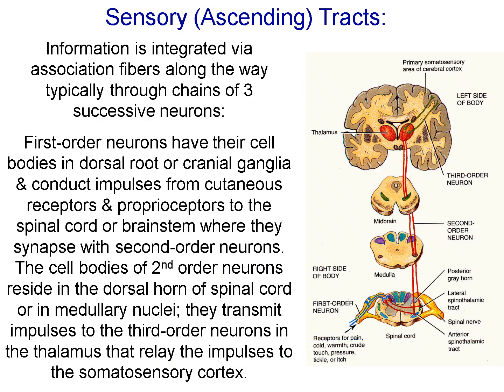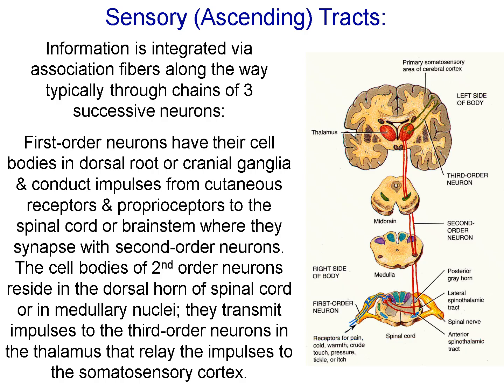We will consider ascending or afferent pathways first. Ascending pathways conduct sensory impulses upward, typically through chains of three neurons designated first, second and third order neurons. Both second and third order neurons are interneurons. First order neurons have their cell bodies in dorsal root ganglia or cranial nuclei and conduct impulses from cutaneous receptors and proprioceptors to the spinal cord or brainstem, where they synapse with second order neurons. The cell bodies of second order neurons reside in the dorsal horn of the spinal cord or in nuclei located in the medulla oblongata. They transmit impulses to the third order neurons in the thalamus, which relays the impulses to the somatosensory cortex.